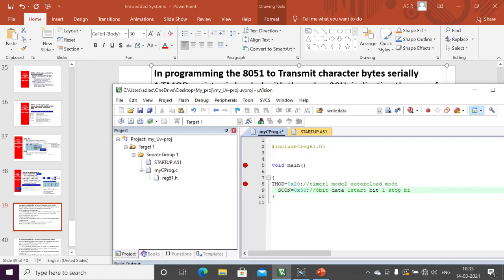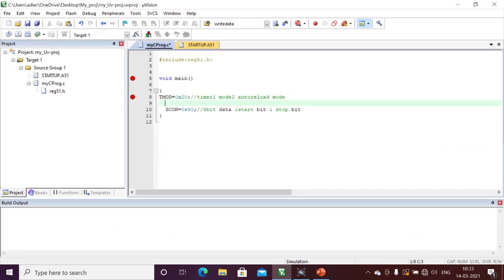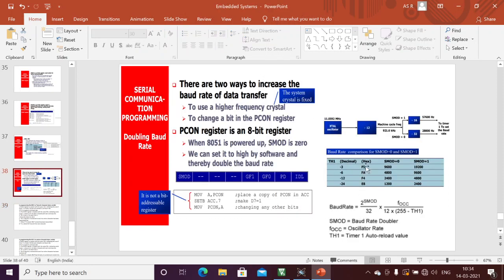This is just an extension of the program. Next I can load the th1 value before the SCON. TH1 equal to 0xFD. The th1 value 0xFD is nothing but the 9600 baud rate. This 9600 is my baud rate. Here I just loaded th1 with the value for 9600. FD is nothing but 9600.